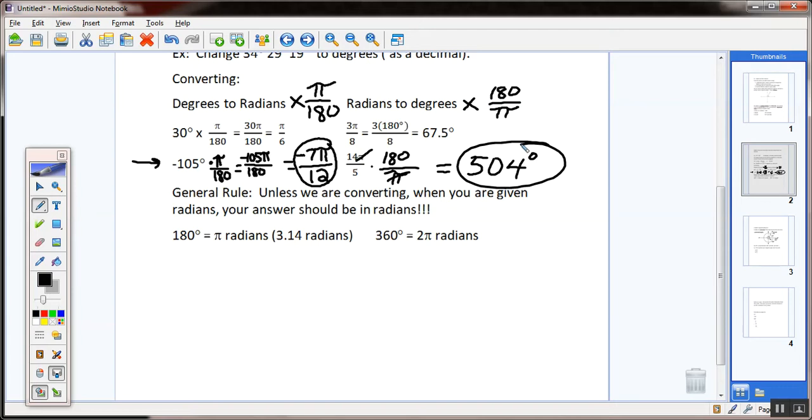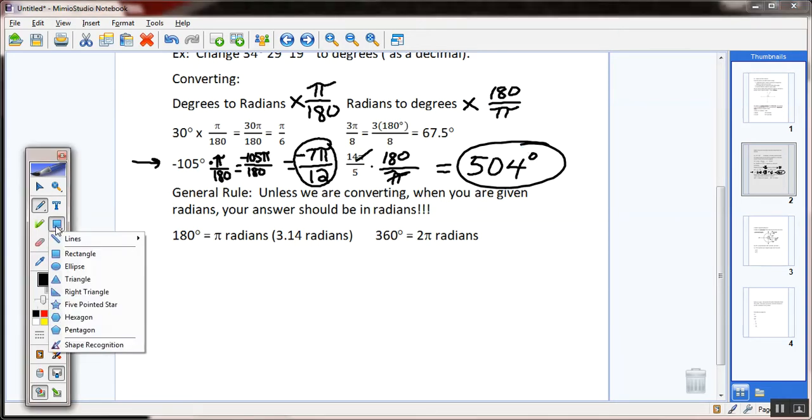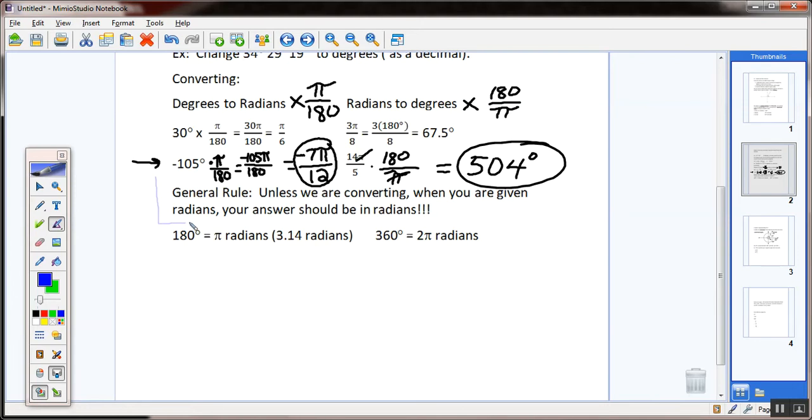All right, hey, general rule here, kids. I think I might want to have you highlight this. This is good stuff right here. General rule. Unless we are converting, when you are given radians, what? The thing about trig as we move through here, they're going to talk a lot about degrees and they're going to talk a lot about radians. General rule for trigonometry says if you're talking about angle measures, typically they're talking in radians unless they tell you to put it in degrees, okay?